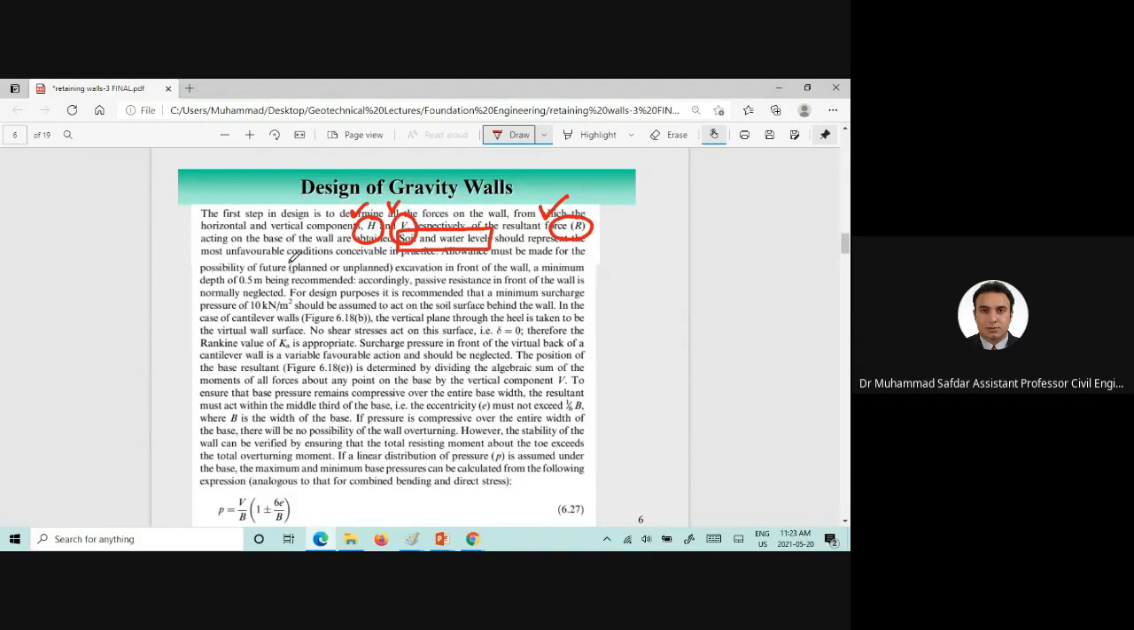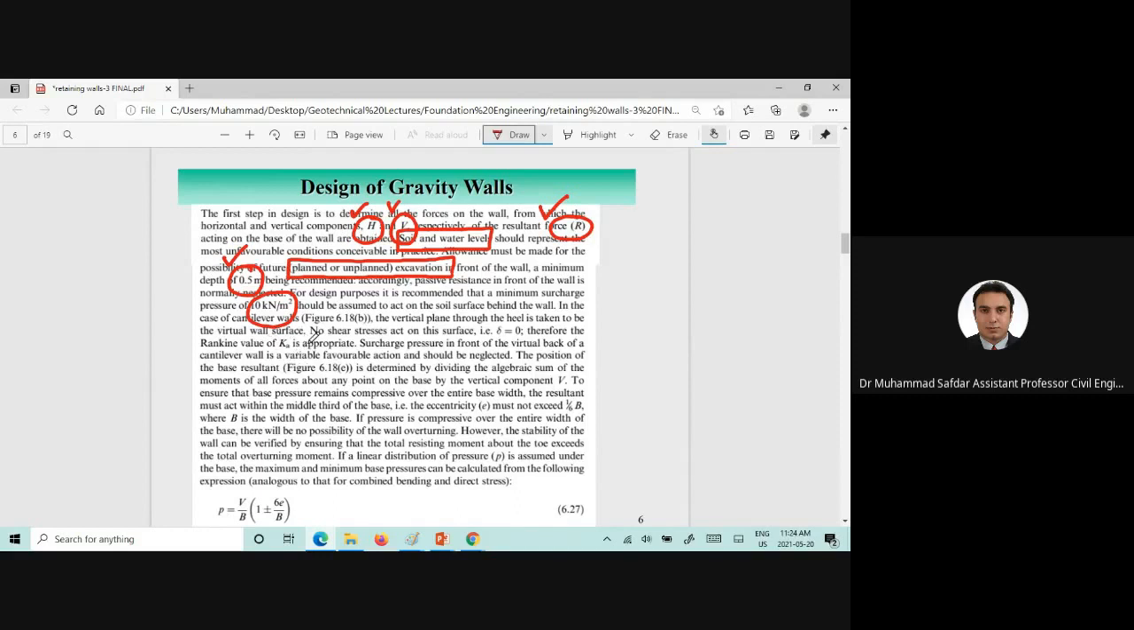Now we also need to note down the information about the planned and unplanned excavation, because if we are not sure about the excavation, then as I mentioned earlier on, the passive pressures which are exerted by that soil in front of the retaining wall is ignored in the design. The minimum depth of the retaining wall is recommended to be 0.5 meter. 10 kilopascal of the surcharge pressure is also recommended onto the backfill material.